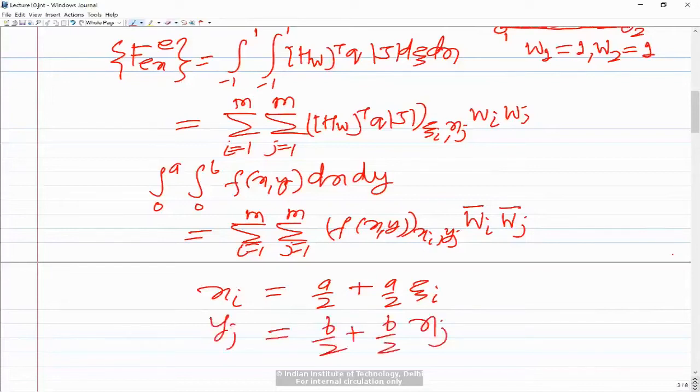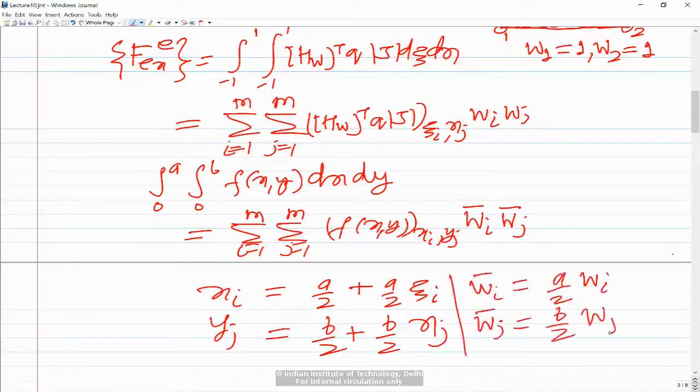So similarly when eta is -1, y will be 0. When eta is +1, it would be b. In between it will vary between 0 to b. So from this you can calculate x_i and y_j, and then w_i bar will be equal to a by 2 into w_i, and w_j bar will be equal to b by 2 into w_j. Like that, you can use this Gauss quadrature numerical integration for integration of this type also.